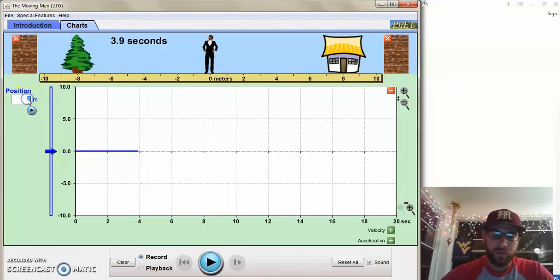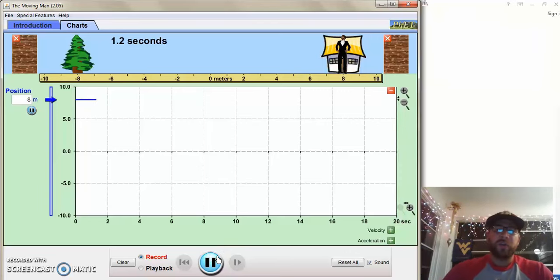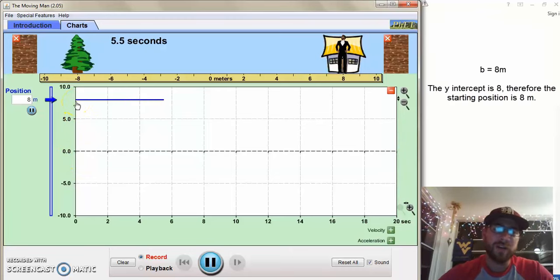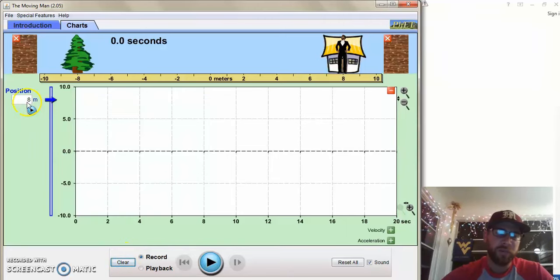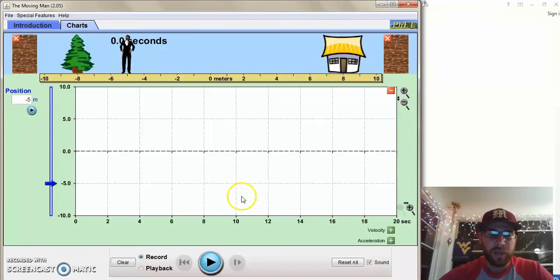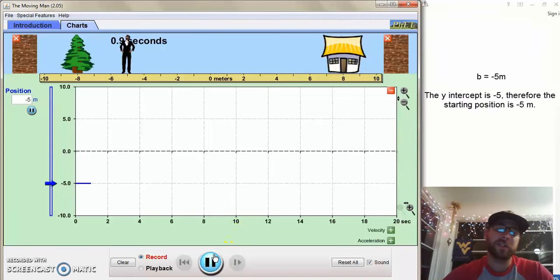What if we were to move moving man to a position of 8 again? And we reset. If we started moving man at a position of 8, now notice the graph starts all the way up at a position of 8. Therefore, the y-intercept is a position of 8. He starts at that position. If I reset once more, and I move moving man to a position of negative 5, and hit play, moving man's y-intercept is now going to be negative 5. The graph starts at negative 5 on the y-axis.